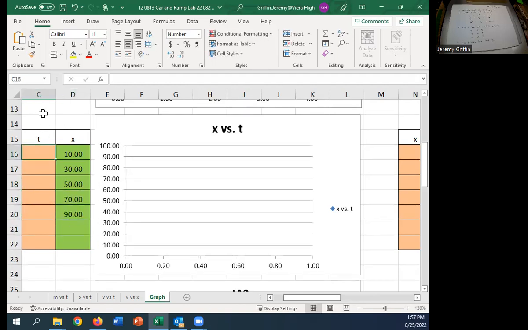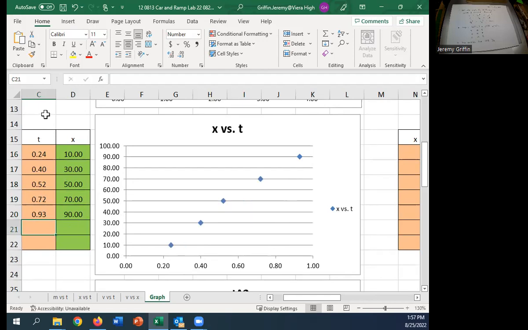And then we have 0.24 seconds, 0.40 seconds, 0.52 seconds, 0.72 seconds, and 0.93 seconds. Okay. That's pretty good. I think that'll work for us.